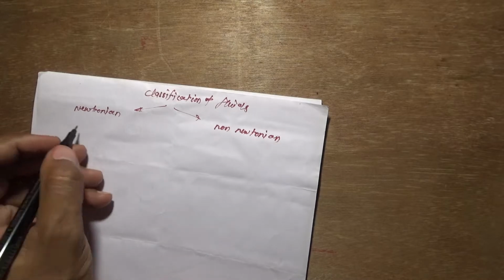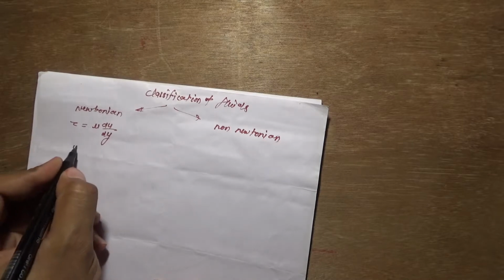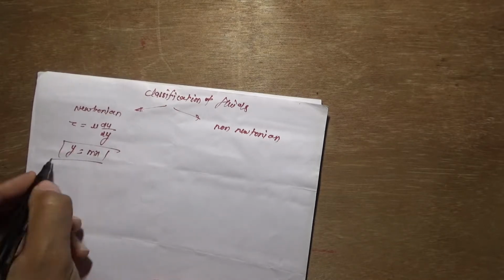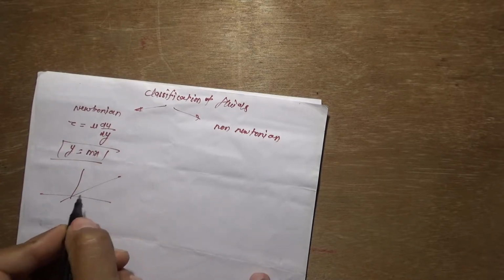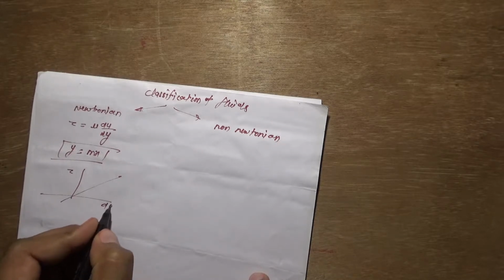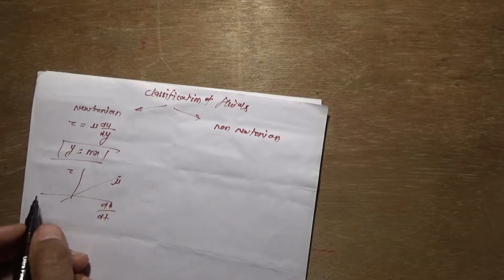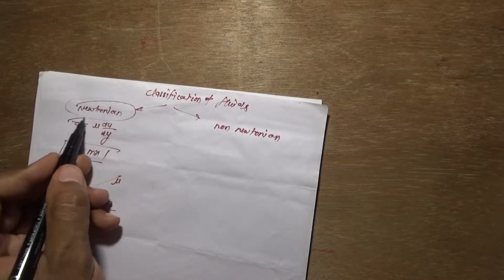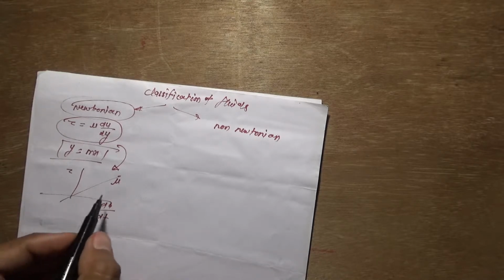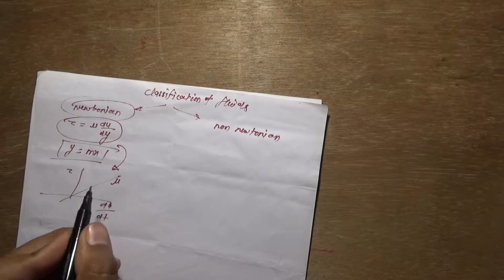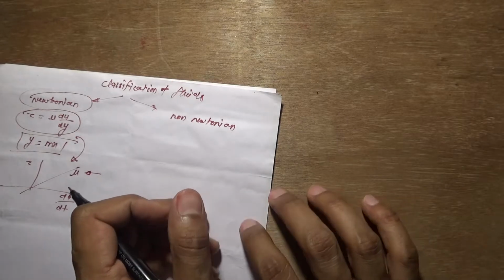So Newtonian fluid follows Newton's law of viscosity, tau equals mu du upon dy. We can write it in the form of the equation y equals mx. This is the equation of a straight line, and it passes through the origin. So this is tau, this is the rate of shear deformation d phi upon dt, and this is mu according to Newton's law. The fluids which follow Newton's law are known as Newtonian fluids. According to Newton's law, the relation between tau and the rate of shear deformation is a straight line, and this shows the viscosity.